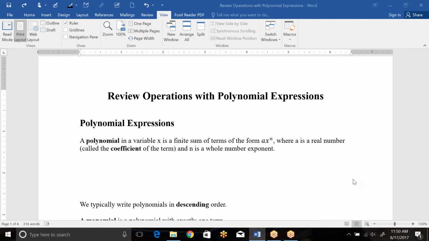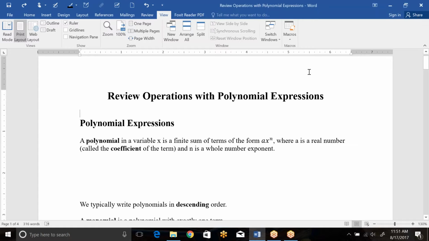Welcome to the review of operations with polynomial expressions. Before we can get started with the actual operations of adding, subtracting, multiplying, and dividing by a monomial, because that's the only case we're going to cover in this review, we need to first make sure we all are up to date on the terminology of polynomial expressions.